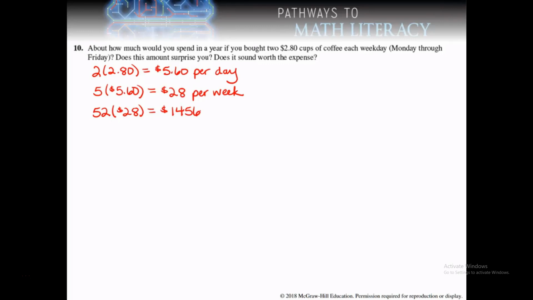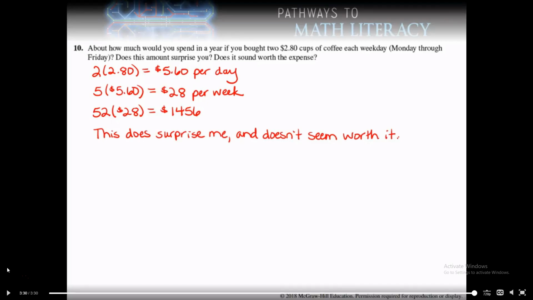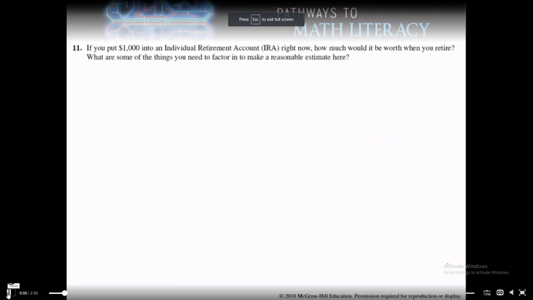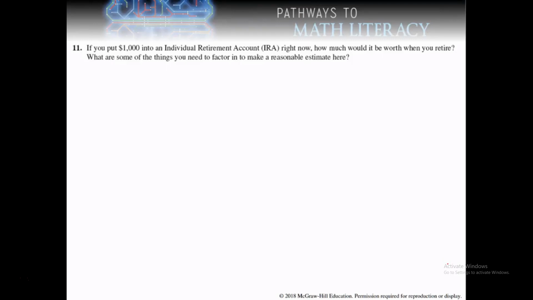In these questions, we're going to estimate a value and then also think about what are the pieces of information that you would need to make a reasonable estimate. So in 11, if you put $1,000 into an IRA right now, how much would it be worth when you retire? Well, some of the things that we need to know to make a better estimate would be the average rate of growth on IRAs over time, and how many years it will be until you think you are going to retire. So in order to make our estimate, let's say that we earn about 7% on average and that we have about 50 years until retirement.